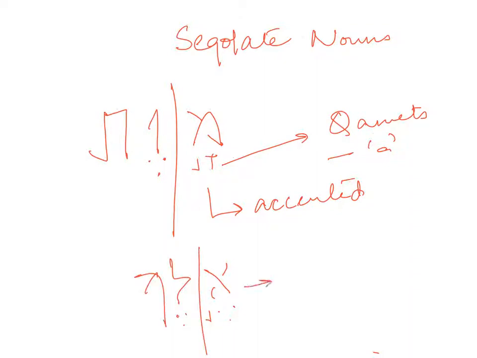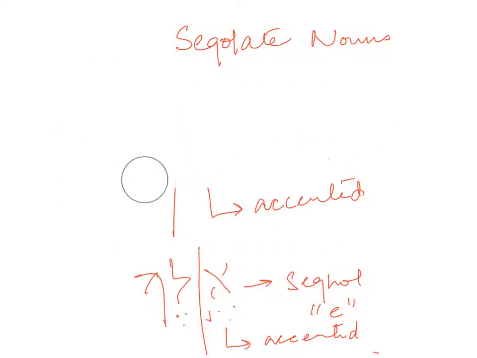Another word, lev. It's a bisyllable word, accented in the first syllable. This is accented, the accent mark is there. And in this case, the vowel of the accented syllable is a segol, which is an E class vowel. Let me show you another word, which is of the O class.